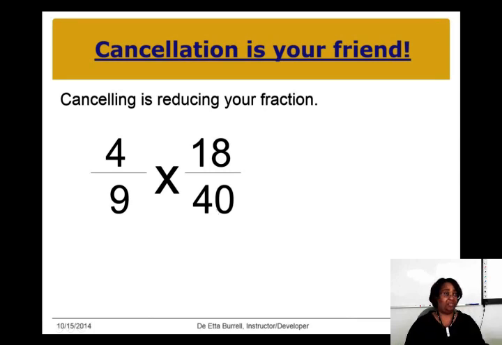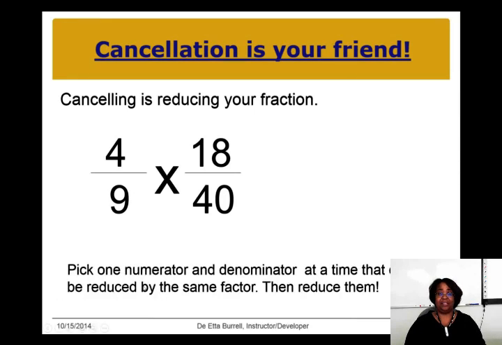18 and 40 are both divisible by 2. Okay? So any top and any bottom that can be reduced by the same factor evenly. So what I did was I took 4 and divided it by 4. Then I took 40 and divided it by 4. So that's my first top and bottom that I did.